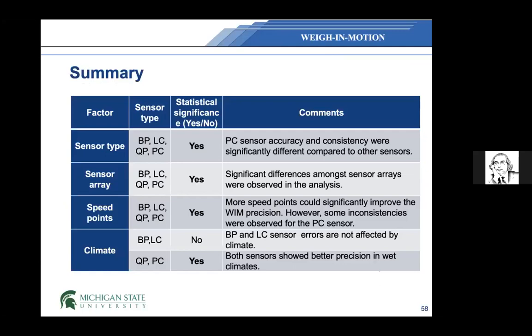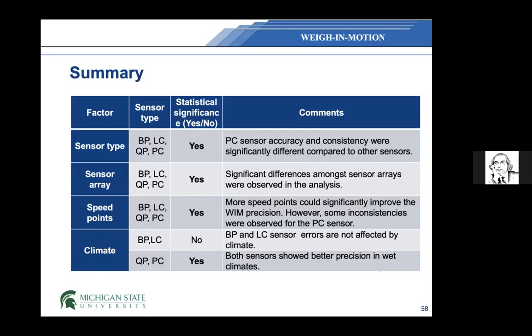So bending plate and load cells are more accurate sensors. We see very consistent accuracy of these, and they will give you a longer life, but they will cost you more. So in order to match your resources, the next option should be quad piezo. And piezo cable, we have seen a lot of effect of temperature. Michigan used to have a lot of piezo cables, and they replaced all with the quad piezo, because the temperature variation can cause variation in the load measurements.